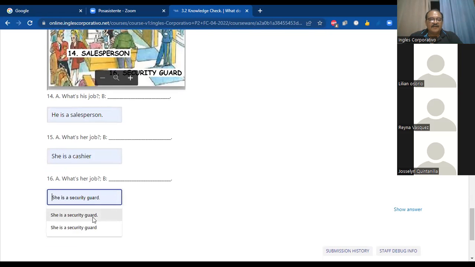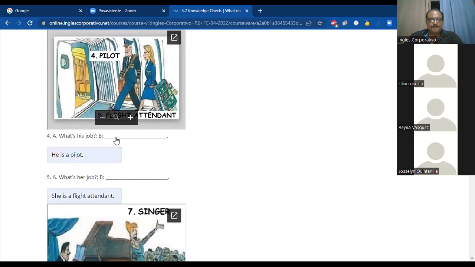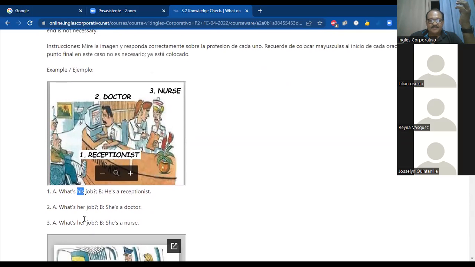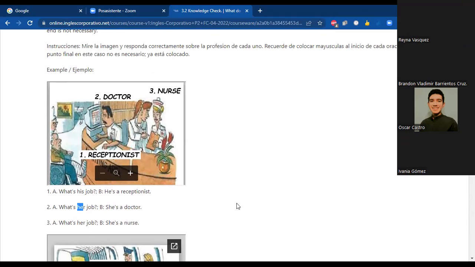She's a security guard. Okay, remember that in this question, what is his job? His is el su de él, right? Her, el su de ella. Y el your, es el su de usted o tú, okay? For example, if I said, Oscar, what is your job?